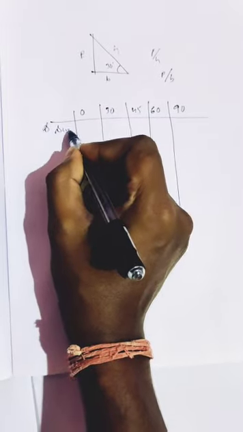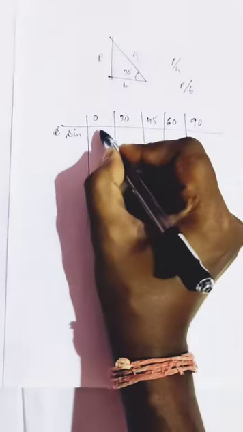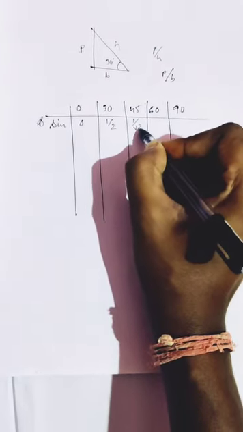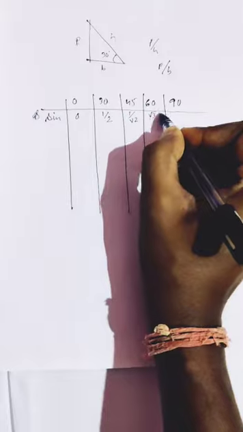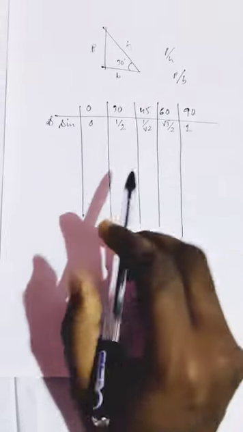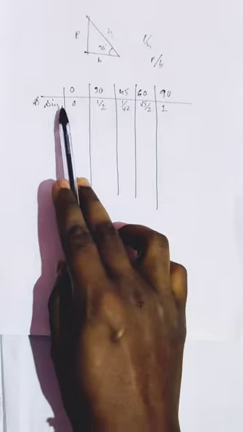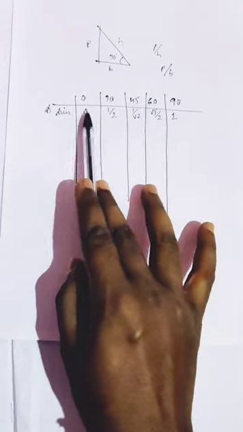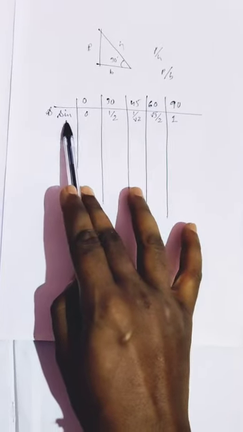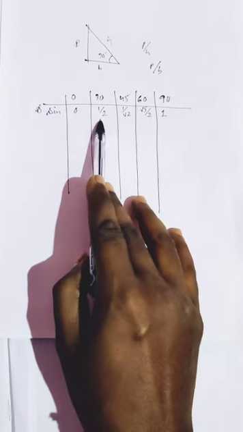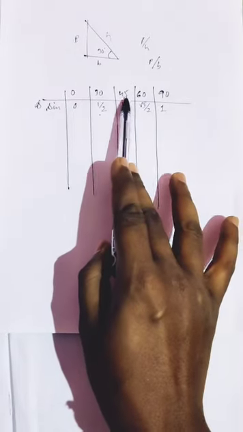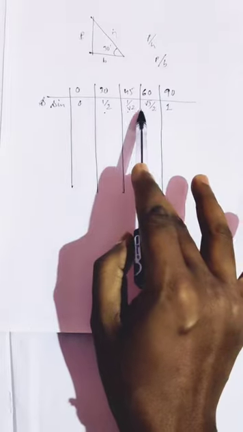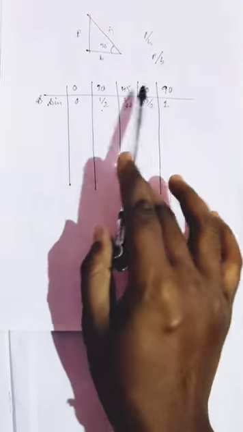Now sine. So remember, this is 0, this is half, this is 1 by root 2, this is root 3 by 2, and this is 1. If you can remember this, all the trigonometric ratio values follow. The values of sine: sine 0 means 0, sine 30 degree means half, sine 45 degree means 1 by root 2, sine 60 degree means root 3 by 2, sine 90 degree means 1.